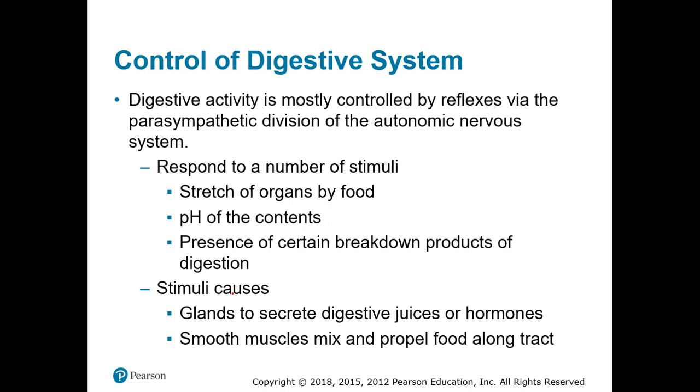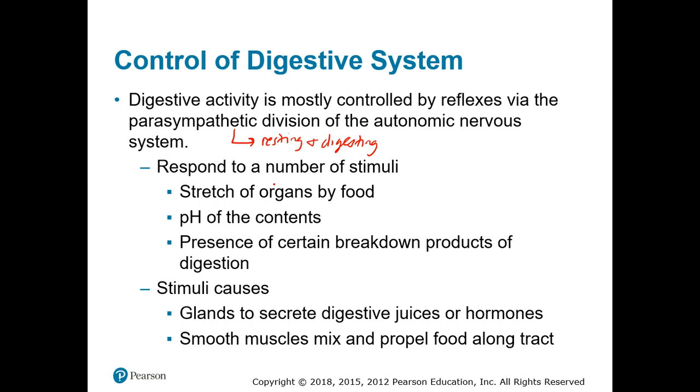Last but not least, we're going to round out this lesson by talking about, well, how are all of these functions controlled? Well, digestive activity is controlled by reflexes in your parasympathetic nervous system of your autonomic nervous system. So hopefully remember your parasympathetic is your resting and digesting system. What happens is your cells are going to respond to different stimuli. For example, it's going to respond to your organs stretching and filling with food.